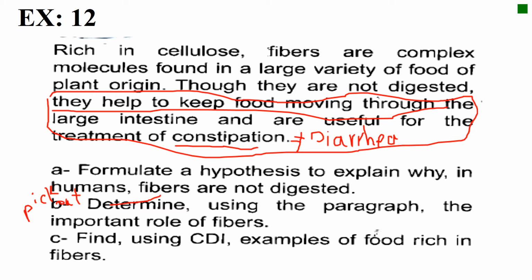It says the fibers, which are found in abundance in the fruits and vegetables that we eat, it says about them though they are not digested, but they help to keep food moving through the large intestine and are useful for the treatment of constipation. Okay, it says that although they are not digested in our system, they help food pass through the large intestine. When they help food pass, they are preventing constipation. Constipation is the opposite of diarrhea.